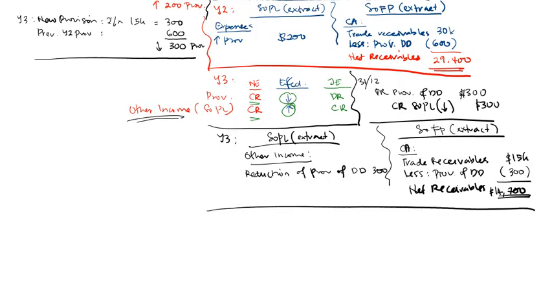That's how you show the provision of doubtful debts changing each year, as well as the effect on the statement of financial position. At times, it will increase when the credit sales grow, and at times it will decrease when the receivables improve.